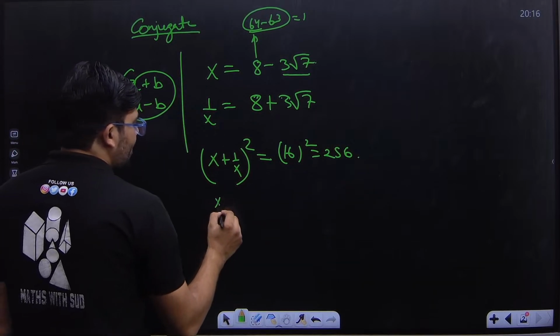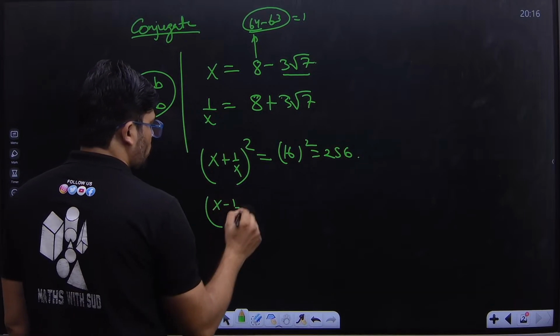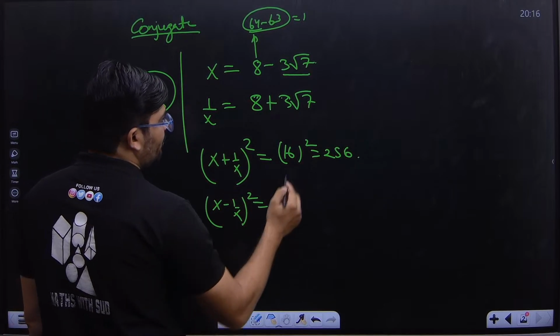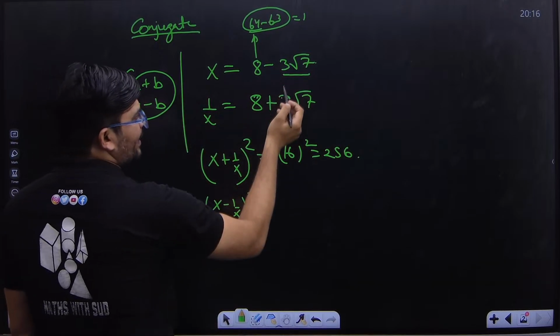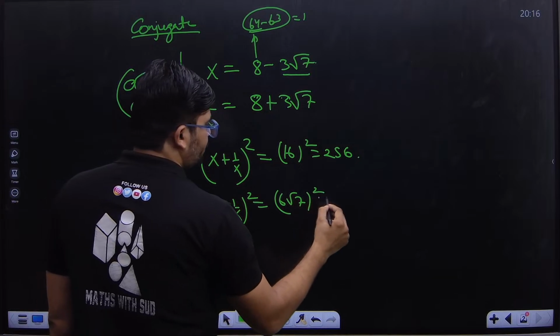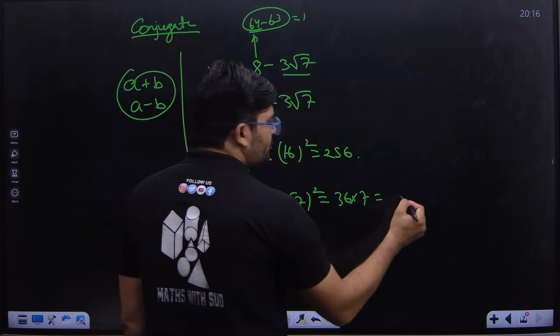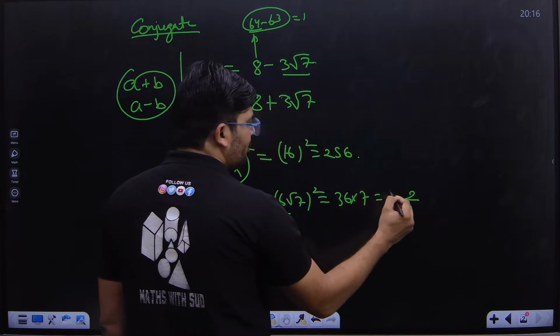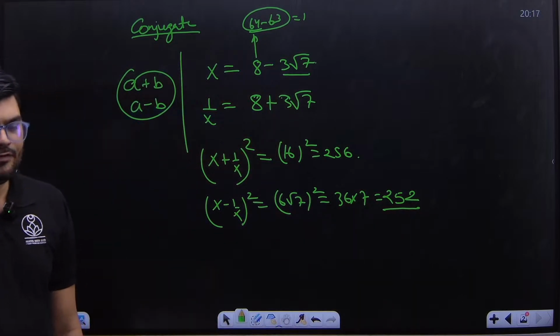And if somebody asks you what is (x minus 1 upon x) whole square, then you know that the 8 and 8 will get cancelled out and this part will be added. So (6 root 7) whole square, which is equal to 36 into 7, which is 7 into 6, 42, 7 into 3, 21, plus 4, 252.